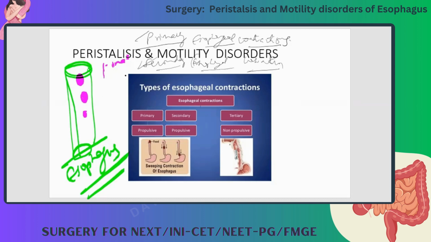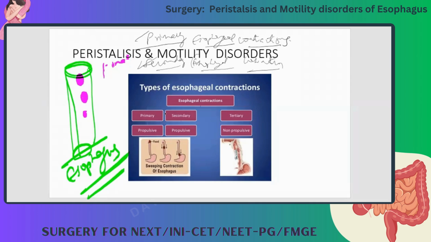Okay, primary and secondary. And in between, there are some tertiary esophageal contractions, but these are non-propulsive. A contraction should contract and send the food into the stomach. But tertiary esophageal contractions are non-propulsive. What did I mean by non-propulsive? They don't propel the food.